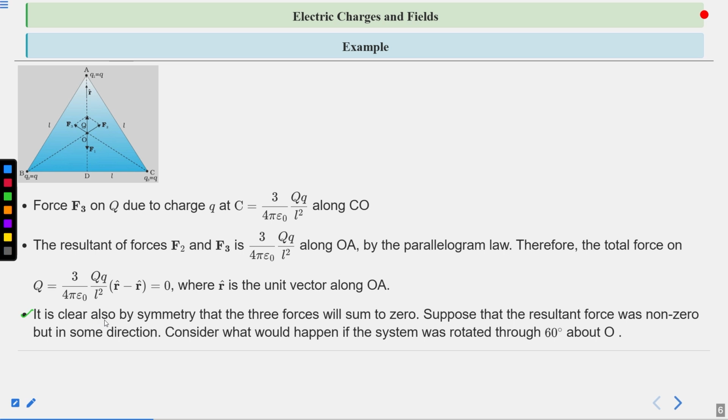It is clear also by symmetry that the three forces will sum to 0. Suppose that the resultant force was non-zero. If the resultant was non-zero, but in some direction, consider what would happen in that case if the system was rotated through 60 degrees about O.